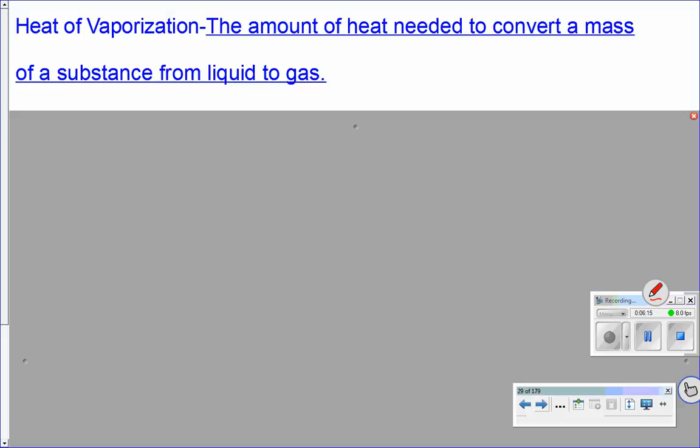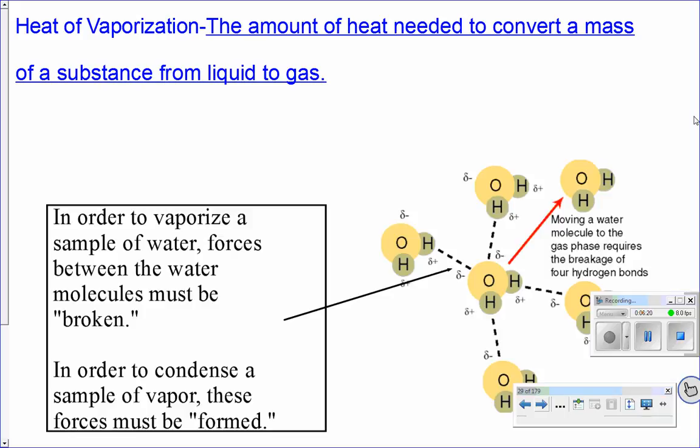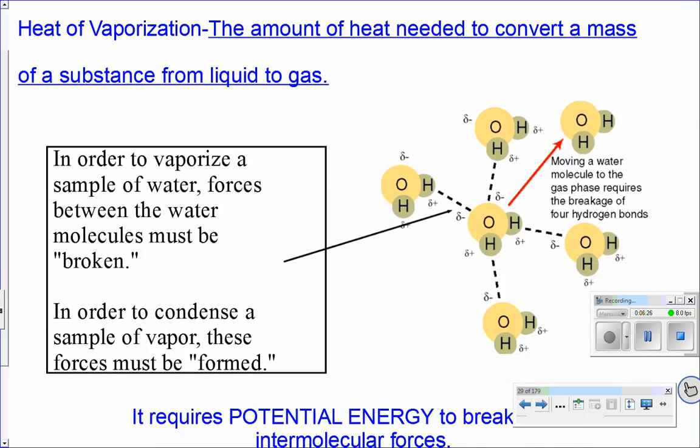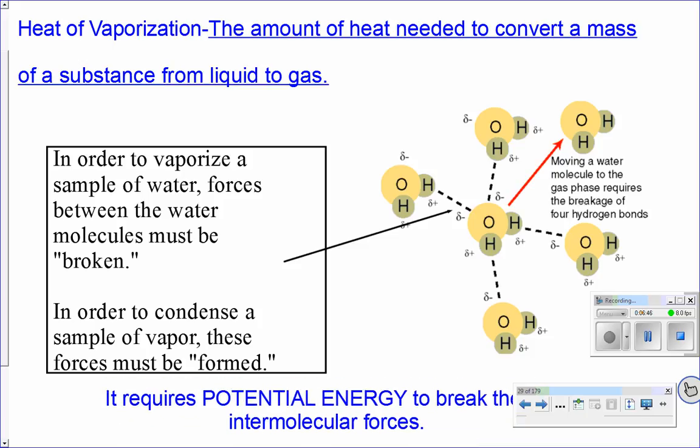The heat of vaporization is a very similar concept. The heat of vaporization is the amount of energy that it's going to take to convert a mass of a substance from the liquid to the gas state. So we have these same interactions between water molecules in the liquid state. If we want those molecules to become a gas, those interactions have to be broken, and this requires a significant input of energy. If we want to condense a vapor, these forces have to be formed, so we have to remove energy.